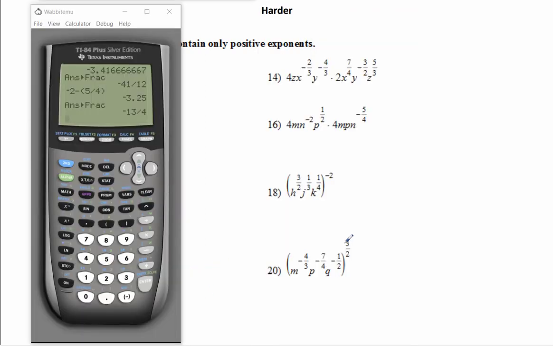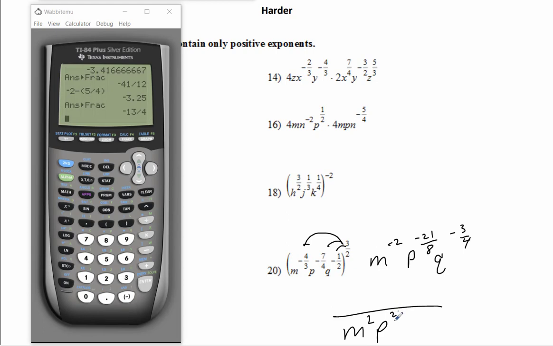Let's go to 20. Again, multiply powers, multiply, multiply, multiply. Hit pause, do it, and hit play. So that's what I get when I multiply. I get m to the -2, p to the -21/8, and q to the -3/4. Again, these are all negative, so I got to put them in my denominator. So I get m squared, p to the 21/8, now it's positive, and then q to the 3/4. And then hopefully remember right from 18 that we have a 1 up top.